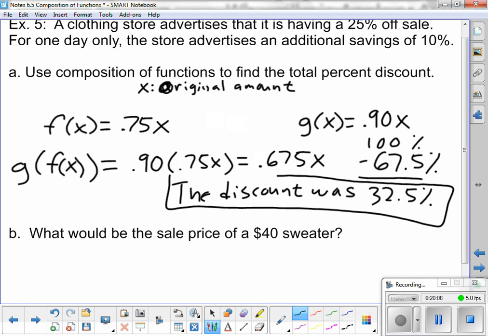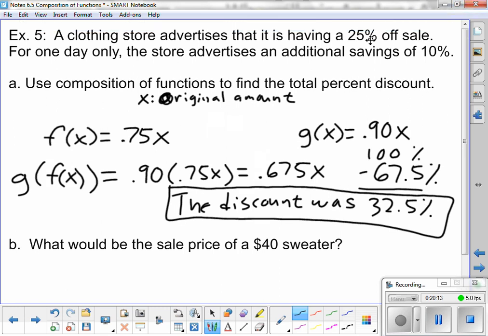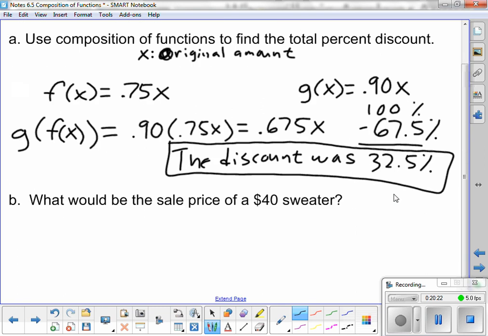So 32.5% discount. Now that's a little different than what some people do with percentages. A lot of times people think, oh, I got 25% off, and then I got another 10%. So 25% plus 10% is 35% off, when in actuality you only get 32.5%.